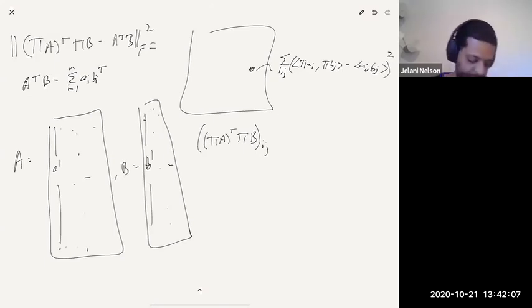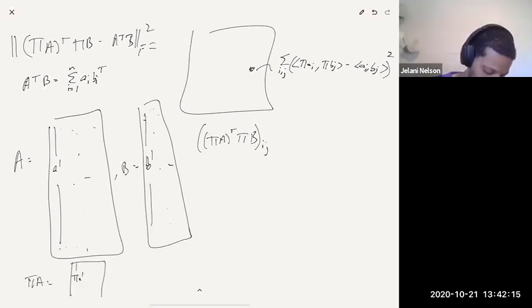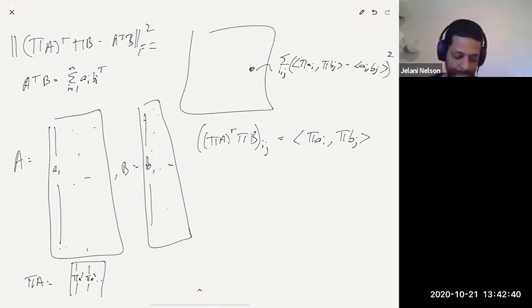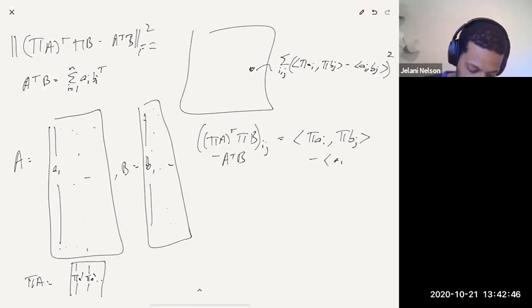So, right, if you apply pi, that means you're applying pi to the matrix column by column. So pi A looks like, the first column here would be pi A_1, the next column would be pi A_2, etc. So you're taking the dot product of the i-th column of pi A with the j-th column of pi B. So this is just pi A_i dot pi B_j. And I apologize again, I turned subscripts into superscripts into subscripts, so let's just be consistent. And then if you take minus A transpose B, that's going to be minus A_i dot B_j.